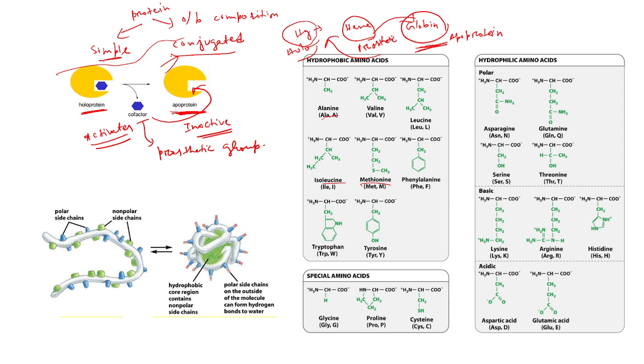So what is a simple protein? A simple protein doesn't require any cofactor or prosthetic group. For example, albumin, globulin, histone protein.